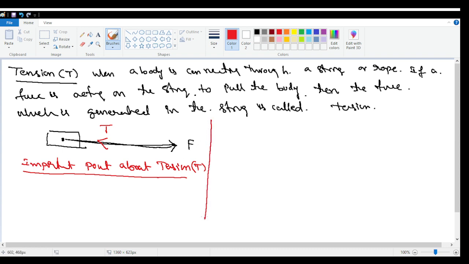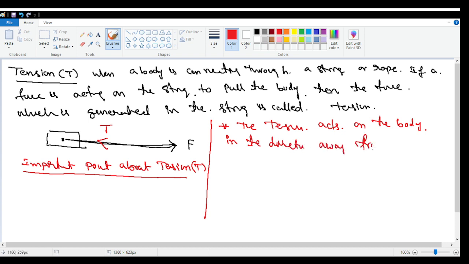So first, the tension acts on the body in the direction away from the point of contact. If the contacting point is there, the tension will act on that contacting point always away from it.